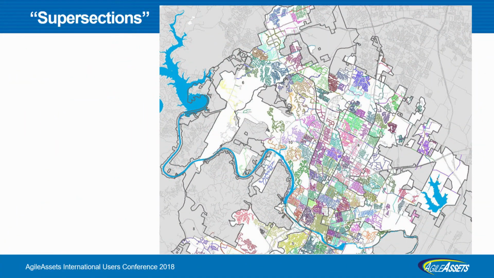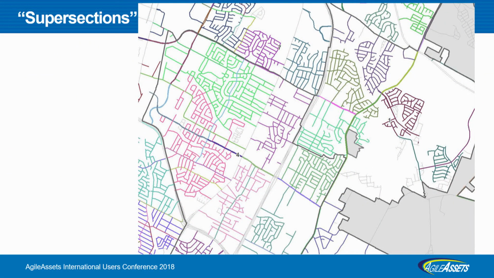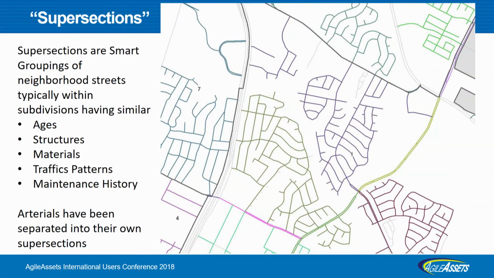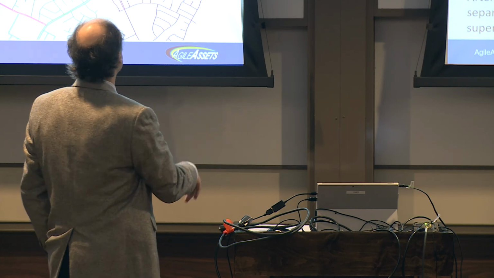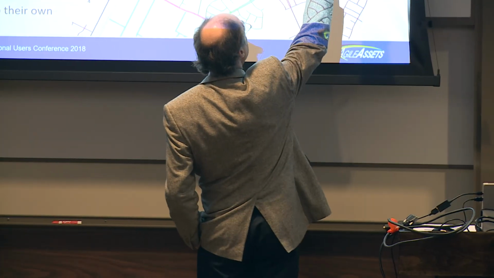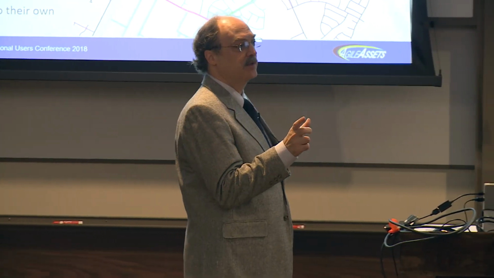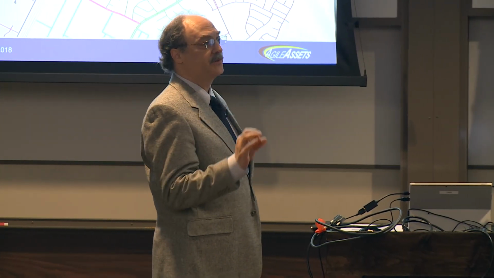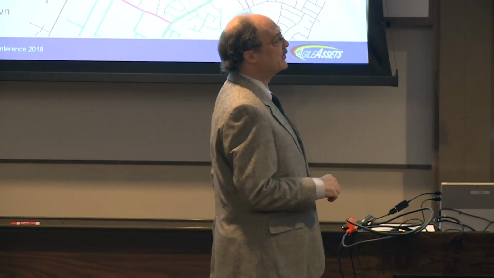So here are the supersections at the city level. Zooming in, this is the north half of the city in the old center. Just another neighborhood area zoomed in, and then back to our little area here. You can see in this area that I had picked out to look at, there's basically two groupings, plus the arterials. We separated those so that arterials stand alone as their own supersection, but everything else, residential and collector streets, all were grouped into these bigger neighborhood groups.